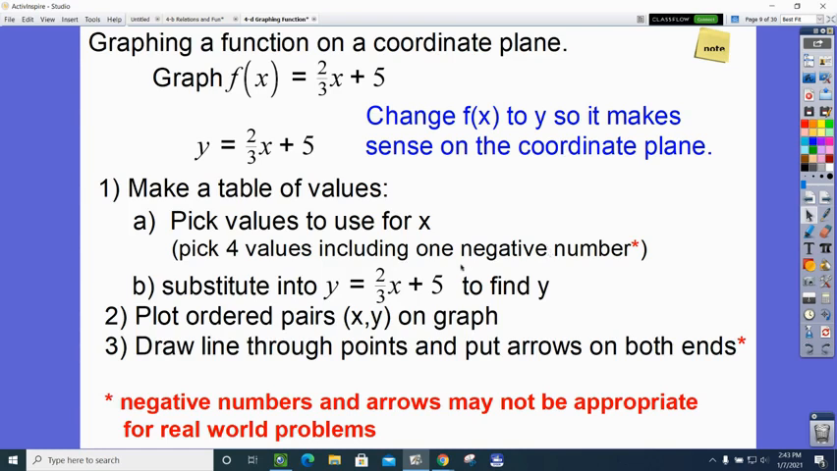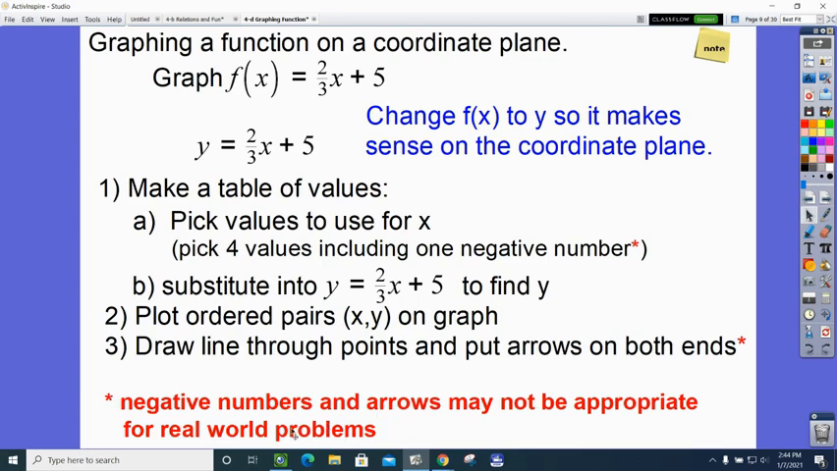Now, having said that, you're going to notice with this one, I might change my input. So that's why I'm doing this one with you. Once you've picked your 4 values, you're going to substitute in, and then you're going to plot your points. You're going to draw a line and put arrows on both ends. Now, please note that as we go forward, negative numbers might not make sense. Like we might be doing something that talks about minutes. You wouldn't have negative minutes. And sometimes arrows might not be appropriate either in the real world context. But when we're just doing these algebra graphing functions, you're going to put a line and you're going to put arrows.